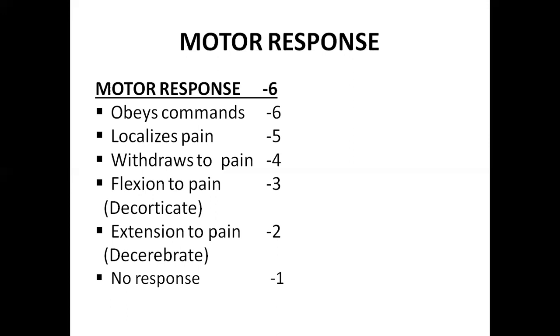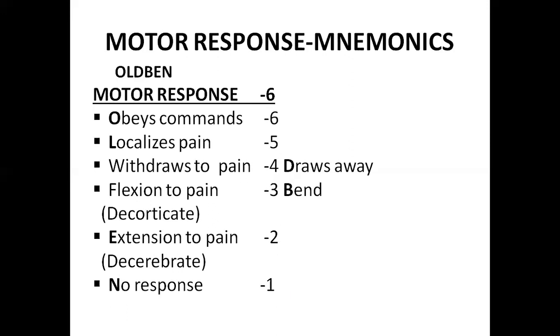There's another mnemonic to remember this motor response. We can make it as OLD BEN. Obeys commands, I've taken O. Localizes pain, L. Withdraws to pain, that is, they draw away the limb, so it has been taken as D. Flexion to pain, that is, they bend, so it has been taken as B. And extension, E. No response, N. Together we can form the words OLD BEN. This is a mnemonic to remember the motor response of GCS.